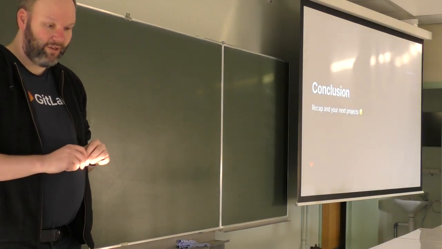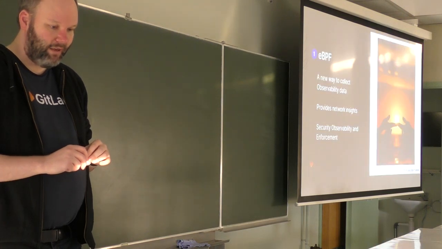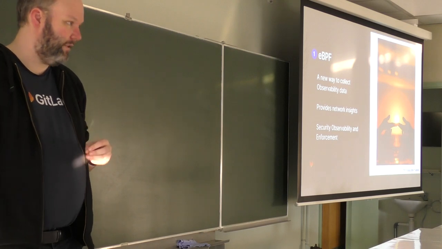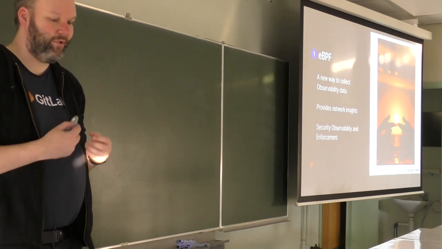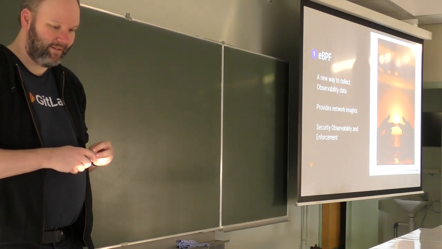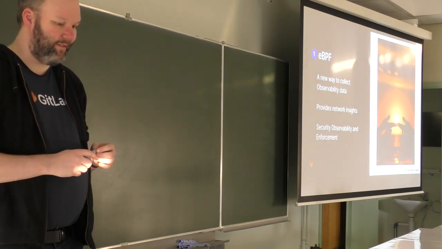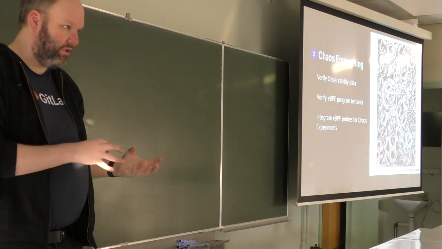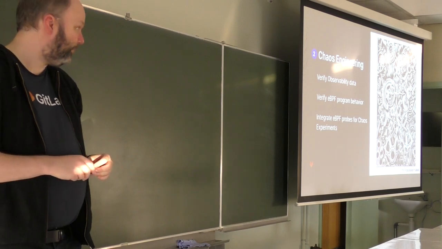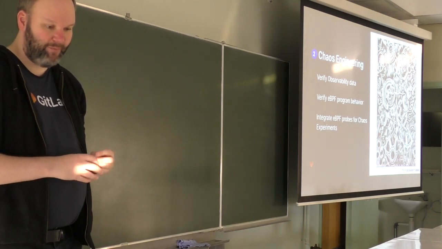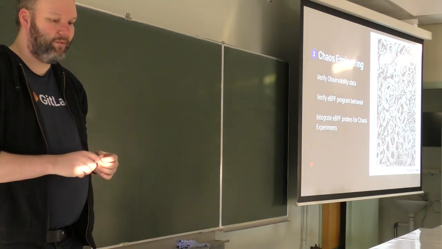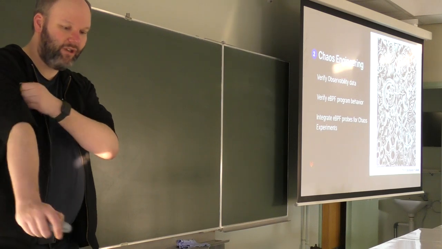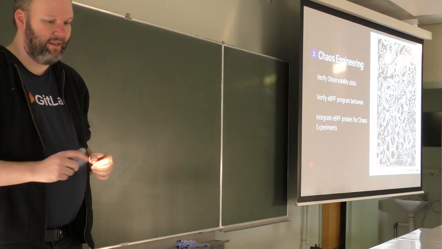So, to create a short recap and conclusion, I think eBPF on its own is a great new way to collect observability data. We're getting better insights, which can help troubleshoot production and incidents and other things. And there are certain ideas or ways for security observability and also enforcement. Using chaos engineering, I can verify the observability data and also the program behavior of eBPF programs. Maybe in the future we can integrate eBPF probes in chaos experiments. Let's see about this. We need to create some feature requests upstream for the project.